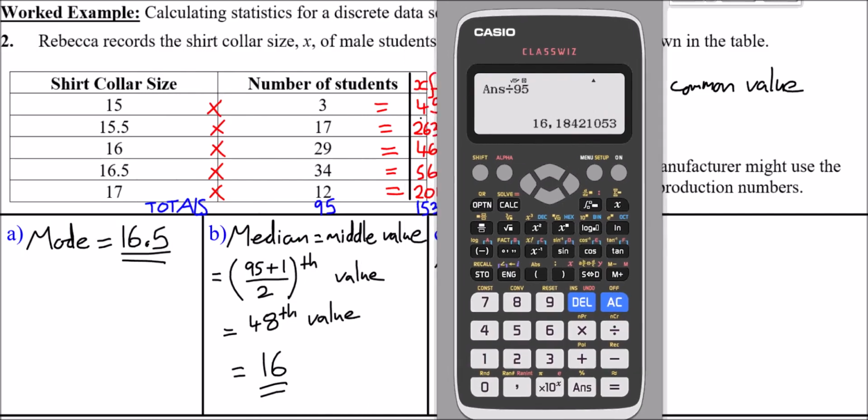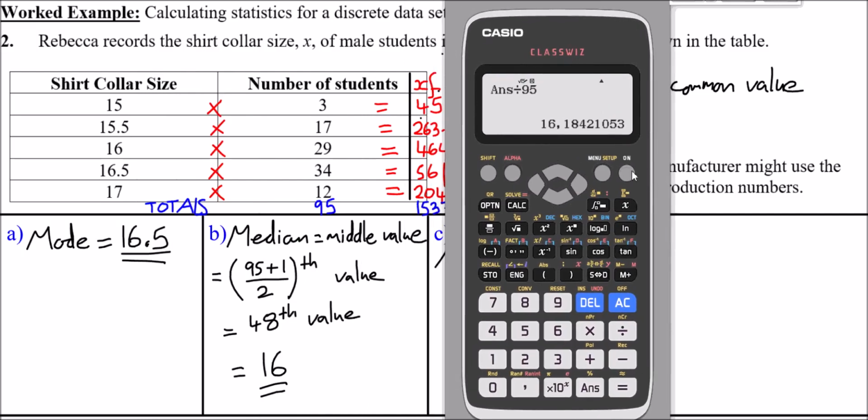So, what we do first of all is we just press menu, and we scroll along until we get to statistics. So, press equals. Here we've got one variable, for one variable being the shirt collar size. So, press option 1 for one variable. We now have, as you can see, a table we can fill in.